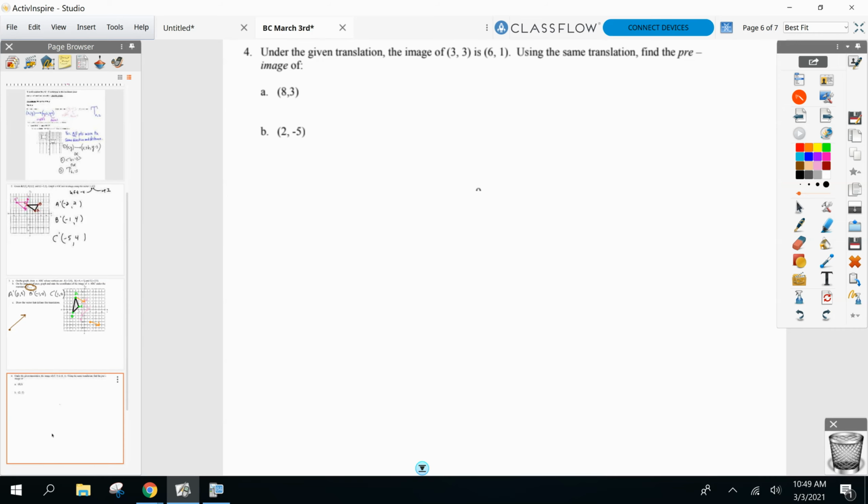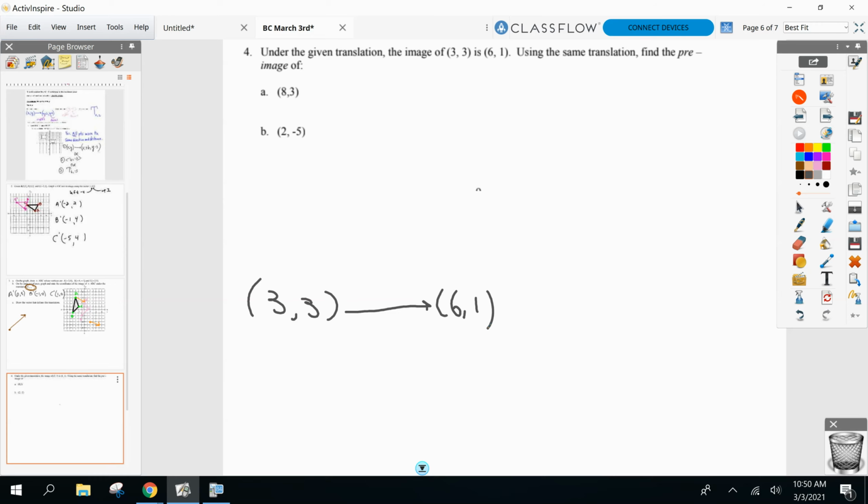Oh, I love this next one. This is almost like an honors level. I can't get too tough in translations, but this is about as tough as I can get. All right, so I have 3, 3. The image of 3, 3 is 6, 1. So, hey, guys, I went from 3, 3 to 6, 1 using a translation. That's what it says, a translation. Okay? So think in your mind right now, where did I go to get there?